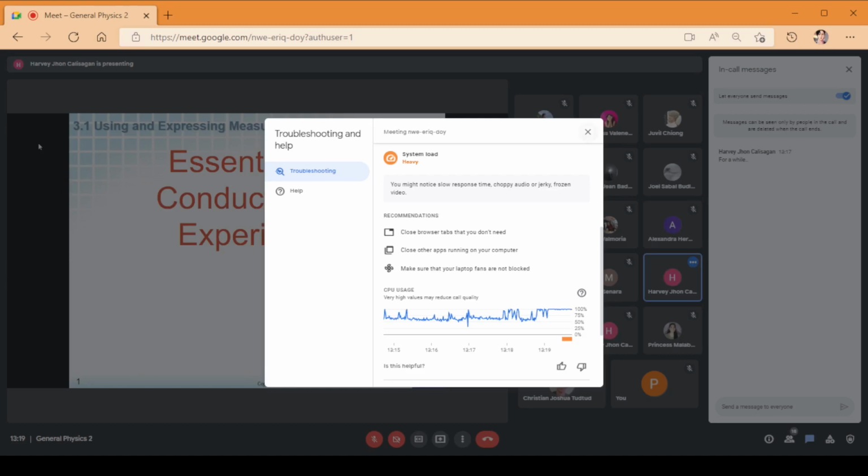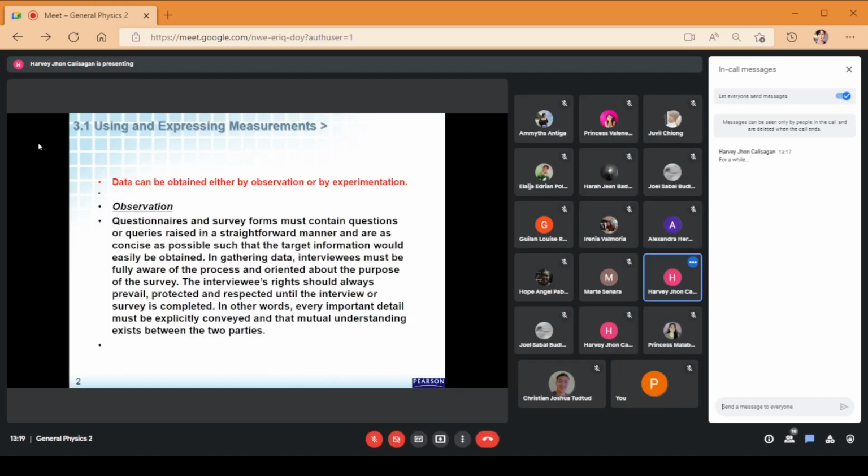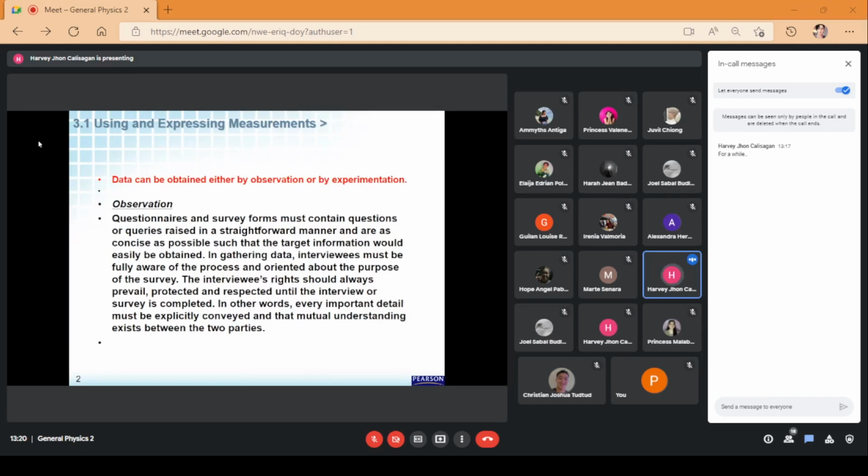So, let's talk about essentials of conducting an experiment. To conduct an experiment or to collect data, you have to obtain the data, which might be possible through gathering by observation or by experimentation.